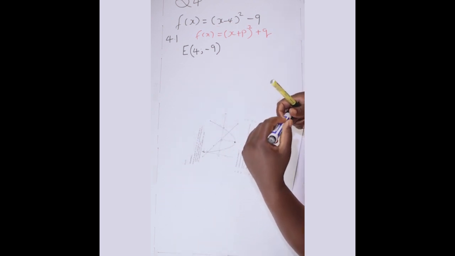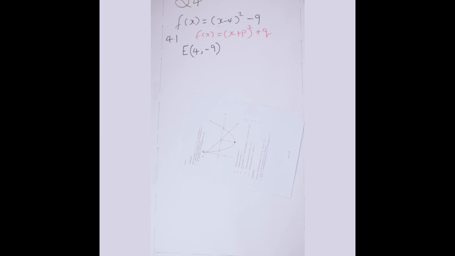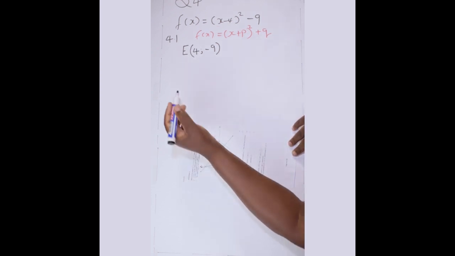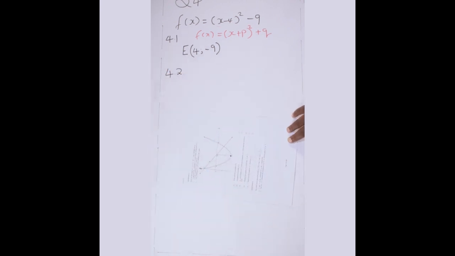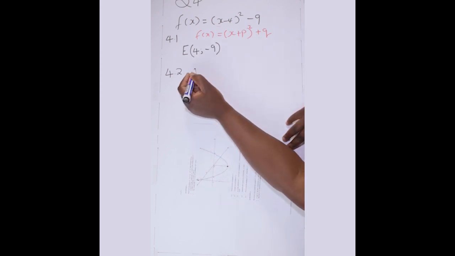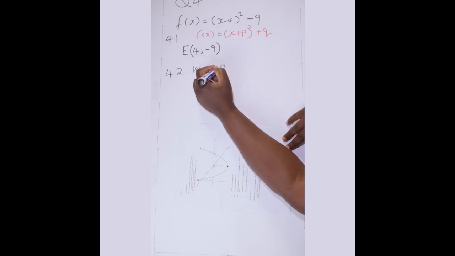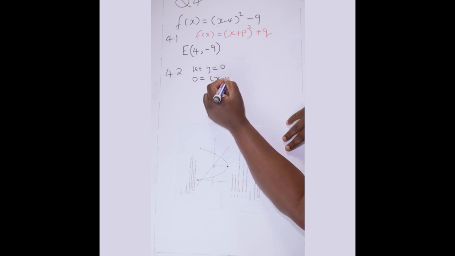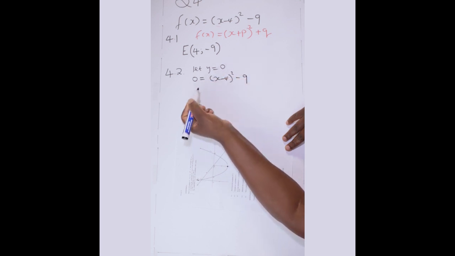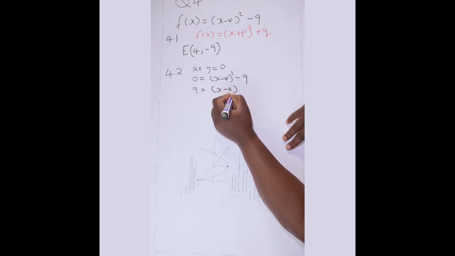Calculate the coordinates of A. Remember, we have been told that A is the x-intercept of F. So question number 4.2 says we must find the x-intercept A. To find the x-intercept in any graph, we must let our y be equal to 0. So then we have 0 equals x minus 4 squared minus 9. And if we add 9 on both sides, we'll have 9 equals x minus 4 squared.